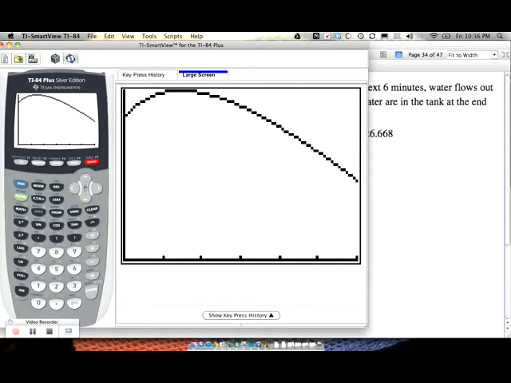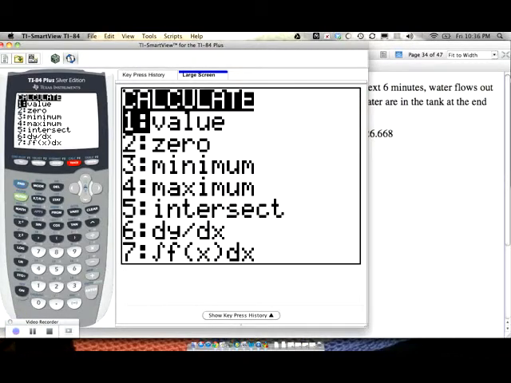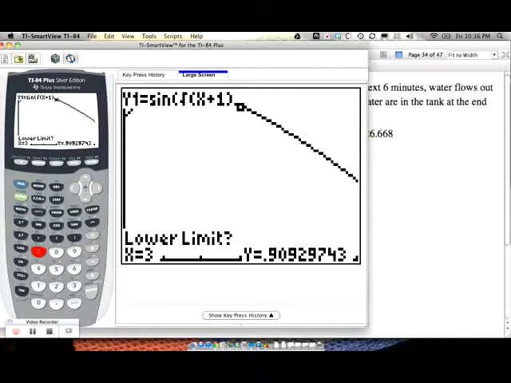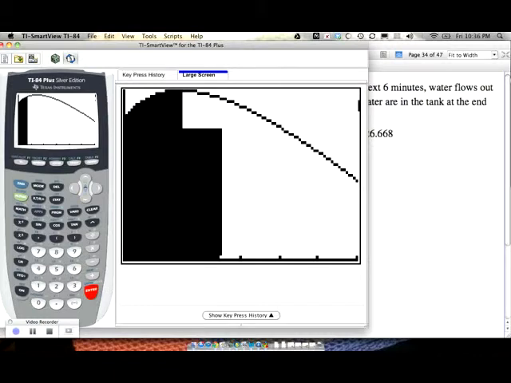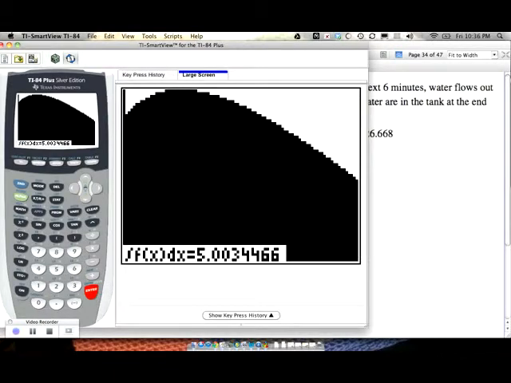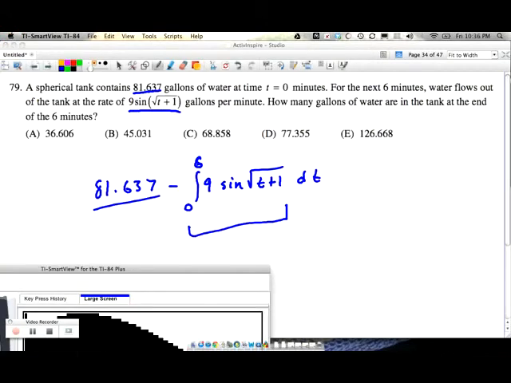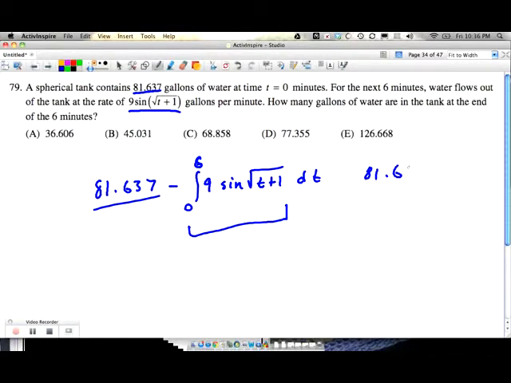So I'm going to integrate this, and that would be second, calculate, integrate, number 7. The lower limit is 0 and the upper limit is 6. And that value winds up being 5.003. The only thing close to that seems like it would be this one here. So let's see, 81.637 minus 5.003. Well, that's got to be this one here. It's the only thing even close, so I'm not even going to simplify. I'm just going to guess that's what we're looking at.